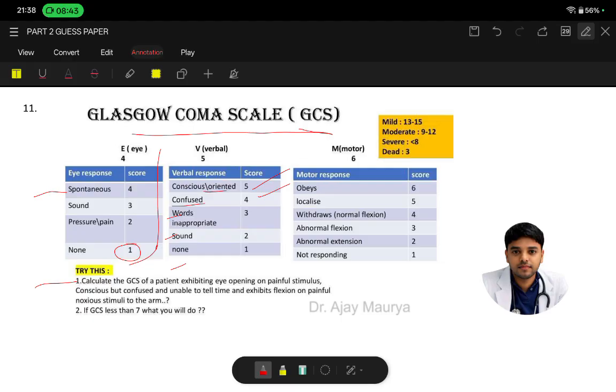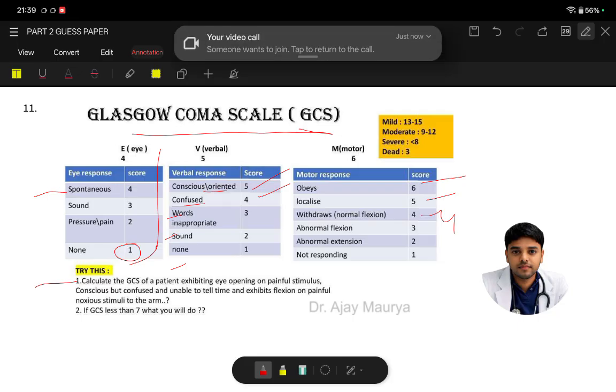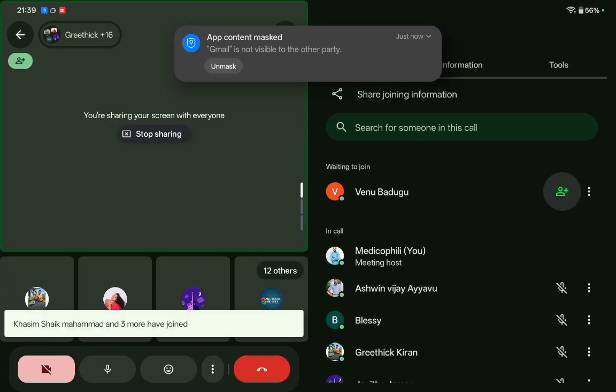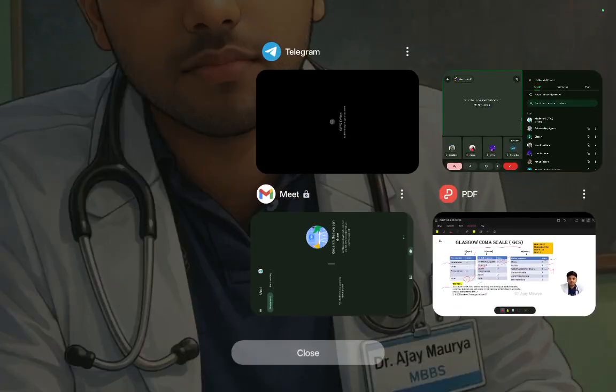Next one, the motor. If he obeys, 6. Everyone will remember the 6. Obeys 6, localizes 5. Normal flexion is going to be 4. Abnormal flexion is 3, abnormal extension 2, and not responding is going to be 1. Got it?